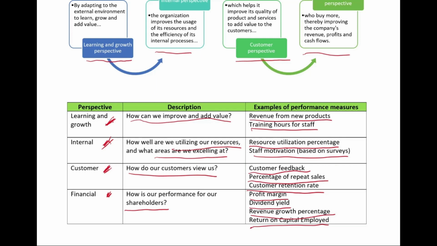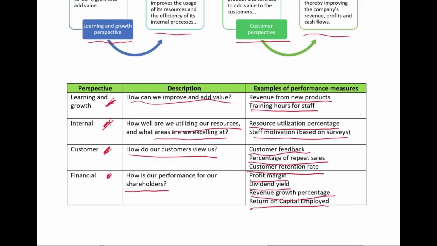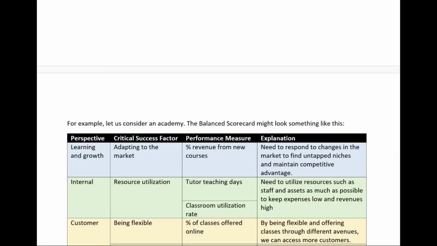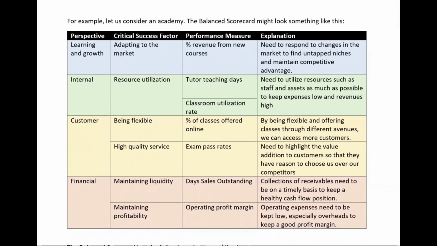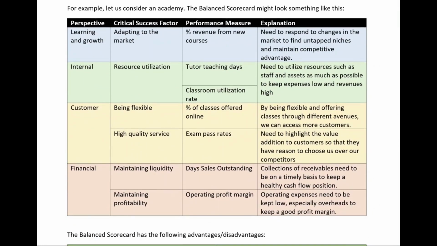So you're covering a broad spectrum. So let's apply this with an example and illustration just to understand how this would work. So let's consider an academy, right, which teaches professional qualification courses. So how would their balanced scorecard look? So you'll have each of the perspectives, and you'll have some critical success factors for each of the perspectives. So for learning and growth, maybe the main success factor you've identified is you need to adapt to the market because it constantly changes. New professional qualifications are offered, right? And new different exams are offered.